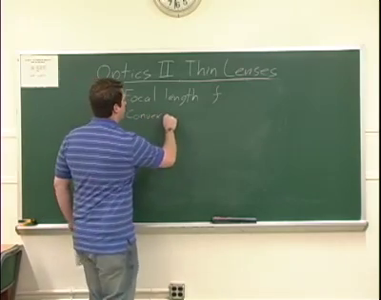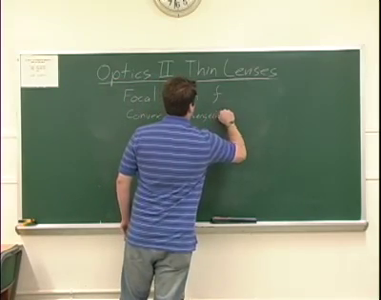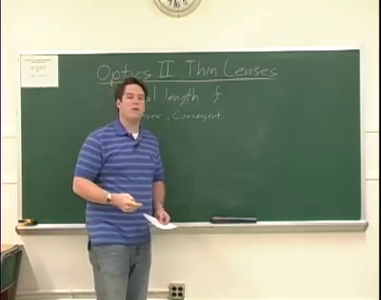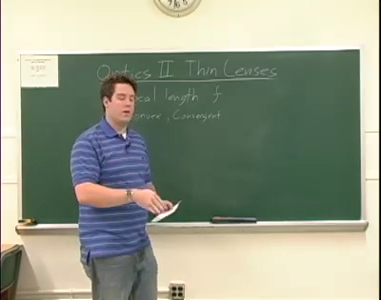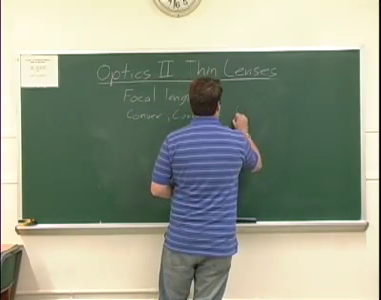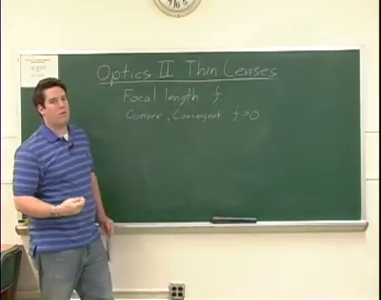They're called convergent because they make rays of light which enter the lens parallel to each other converge onto a single point at the focal point. All convex or convergent lenses have a focal length which is greater than 0, or positive.